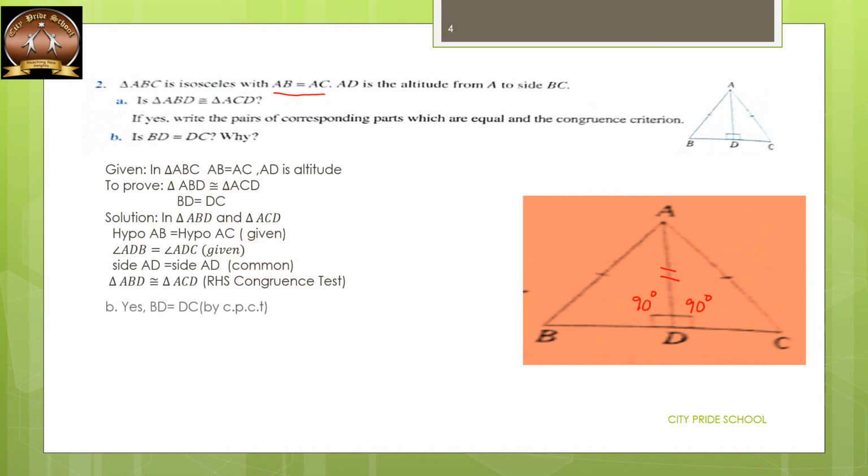So now we can give the answer to the second part. They're asking, is BD equal to DC? Yes, it is equal. By what? By CPCT, that is corresponding parts of congruent triangles.